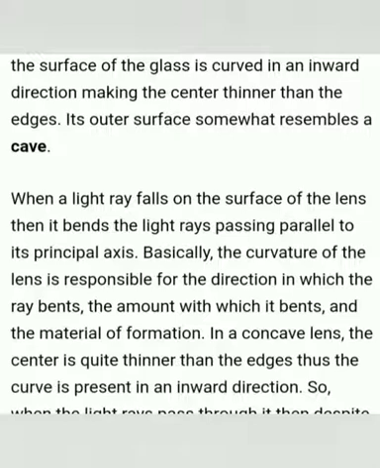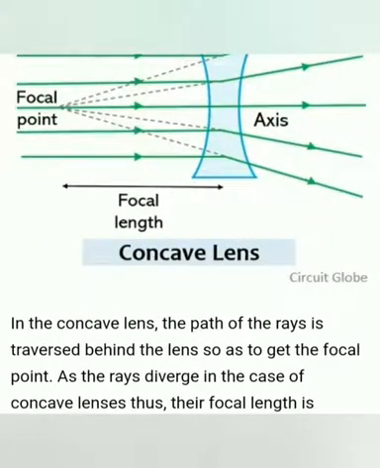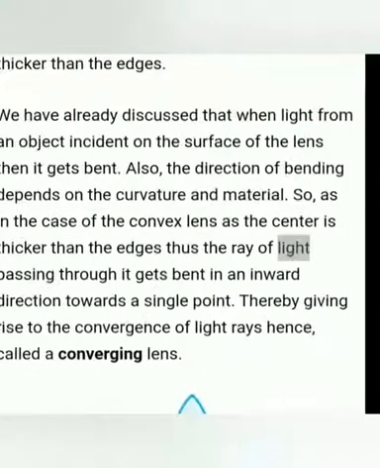Thus, concave lenses are diverging in nature. So, we can see the picture of the concave lens. In a concave lens, the path of the rays is traced behind the lens so as to get the focal point. As the rays diverge in the case of a concave lens, their focal length is negative. So here we can see the focal length.